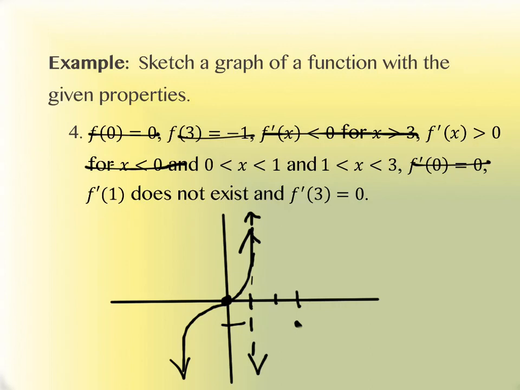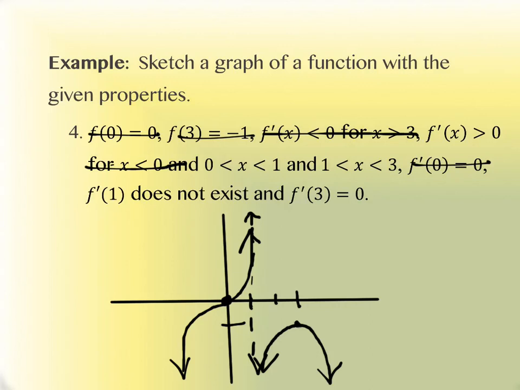So maybe I have something like this. It's a slope of 0 here. It's increasing from 1 to 3, and it's decreasing from 3 on. So the more information you tack on might change the picture that you thought you were creating, but the picture can all come together.